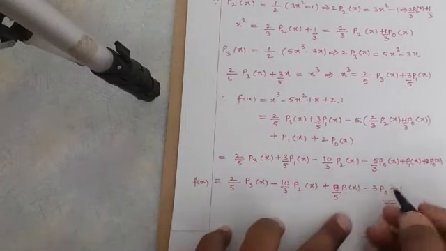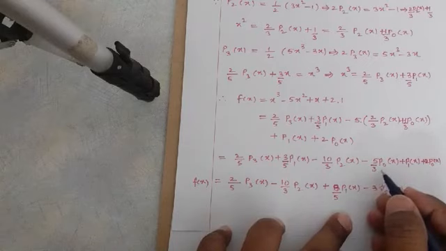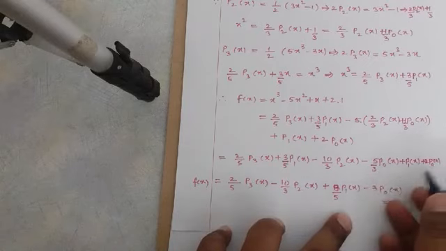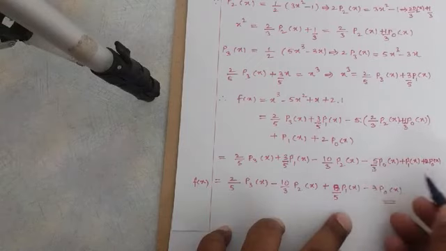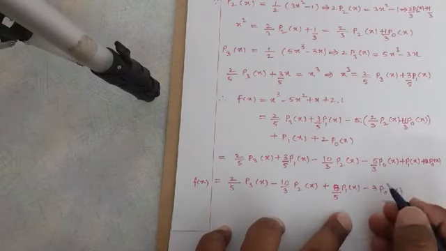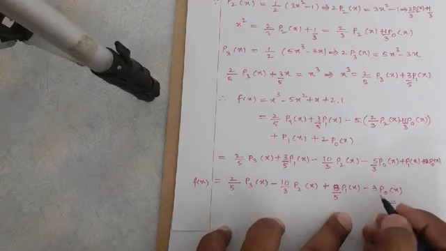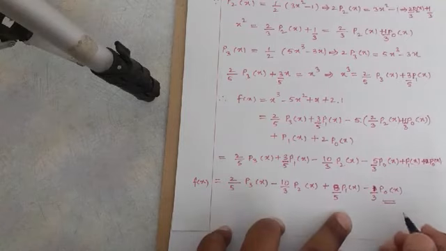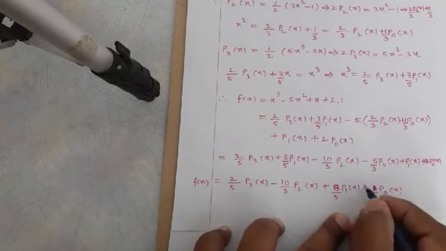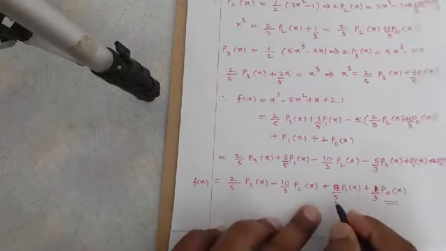Then next is P0. If you take P0, here we have P0, here we have P0, so when you take this 3 to the other side, that becomes minus 5 plus 6. Minus 5 plus 6 is 1, so you get 1/3 P0(x). You get plus here because minus 5 plus 6 is plus. Okay, so this is the answer.